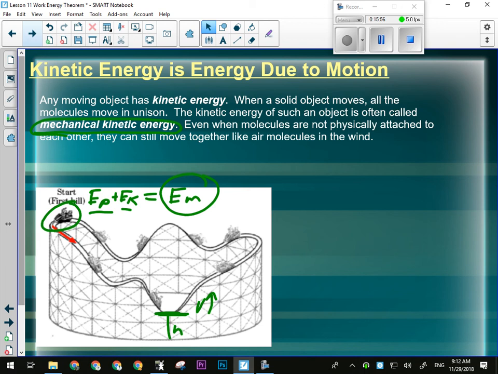Okay, so a couple of things here, guys. The big thing about kinetic energy is that it's energy due to motion. If you're not moving, you don't have it. We've already talked about how speed is exponentially related to how much kinetic energy you have. Mass is linearly related. That means if I double the mass, I'll have twice as much energy.